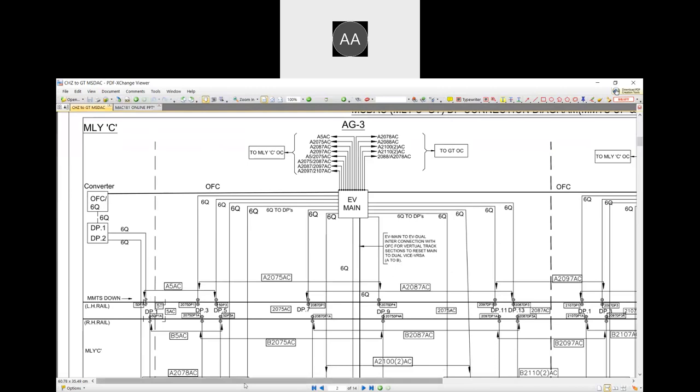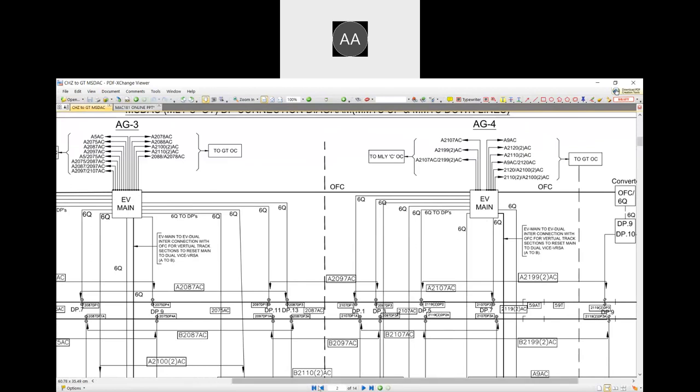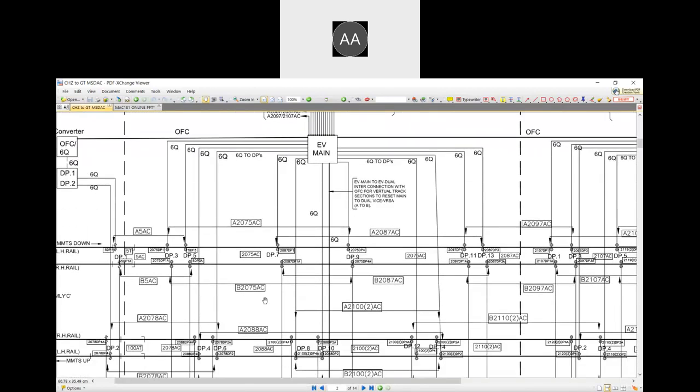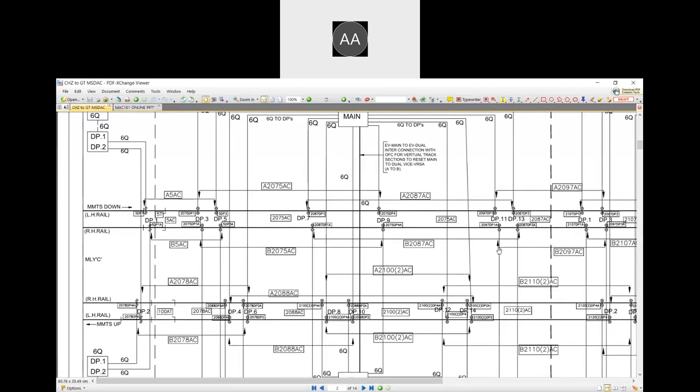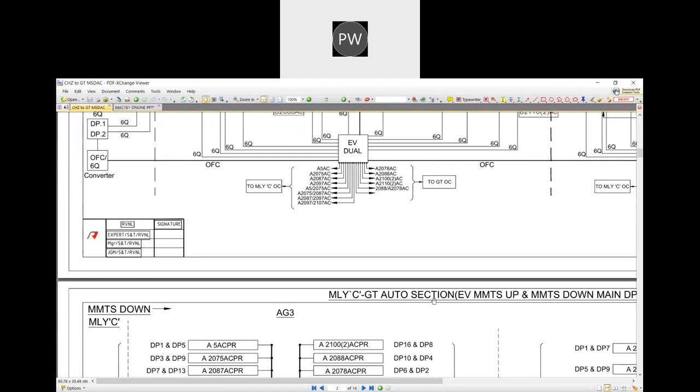For main and dual, we provided separate 6 quad cables. So here each detection point is dual detection. Each track section has dual detections. That was the special requirement of the customers.